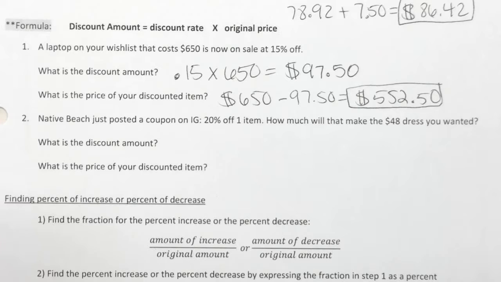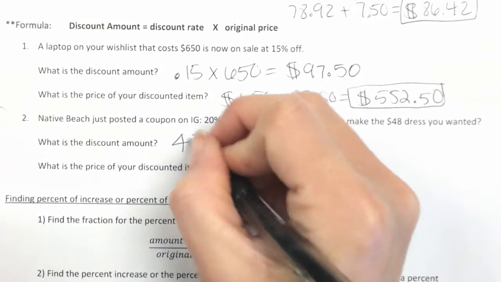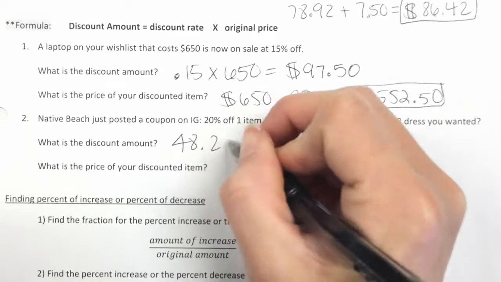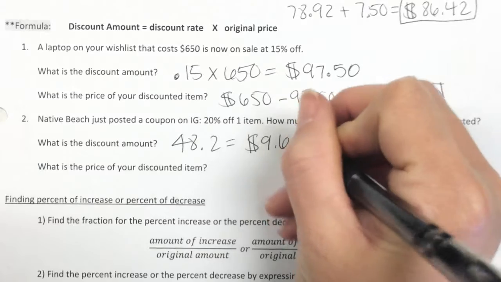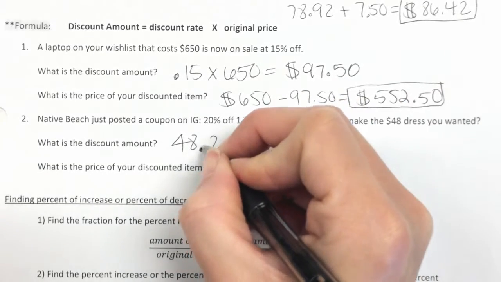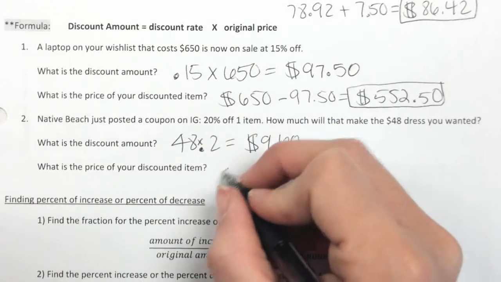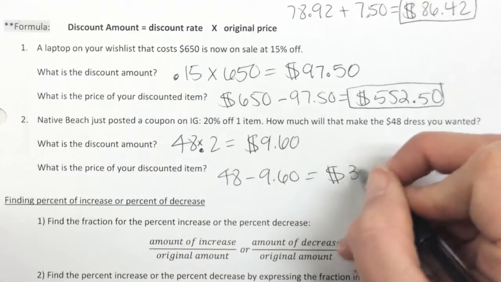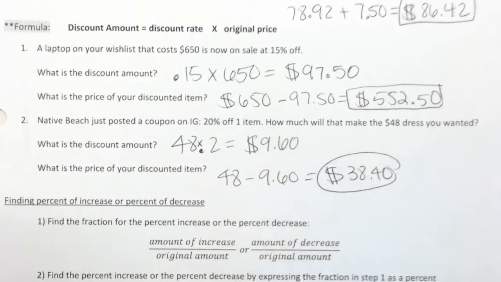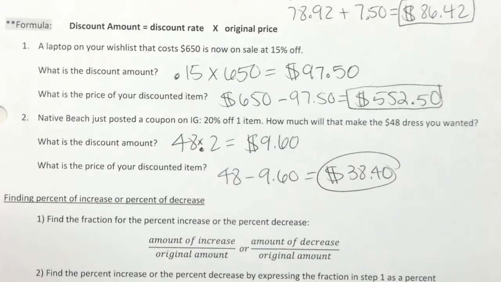Alright, so how do you find the discount on your dress? You multiply 48 by 0.2, you get $9.60. Good. And then you take $9.60 away from $48, you get $38.40. Good job. Any questions about that one?